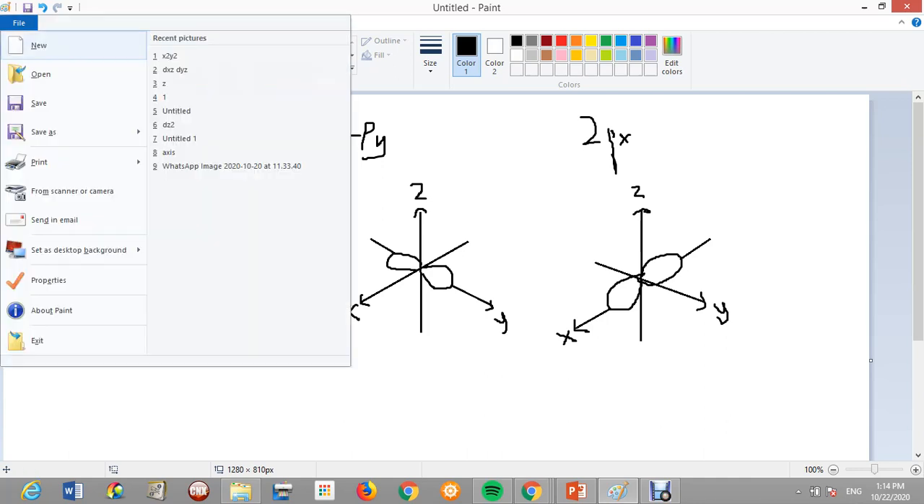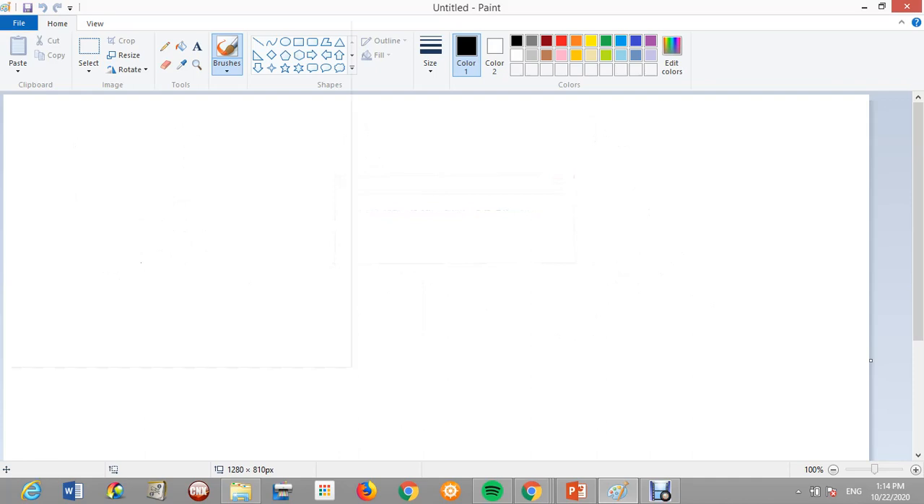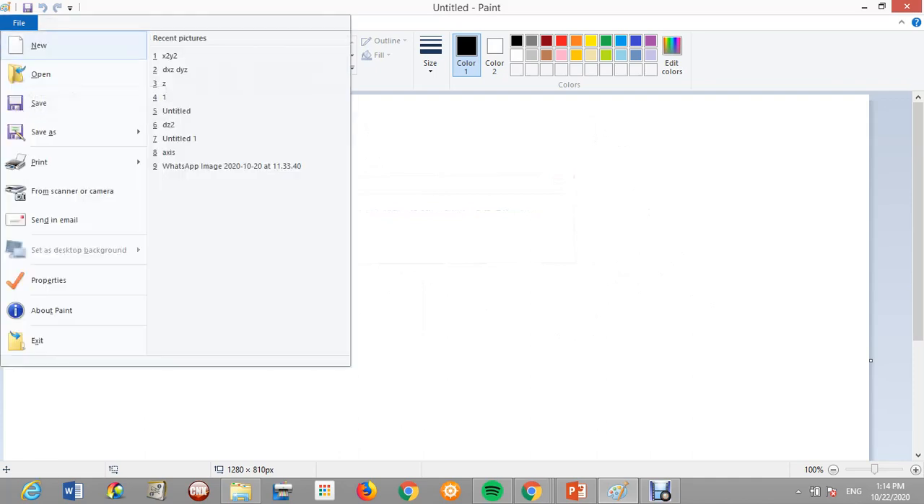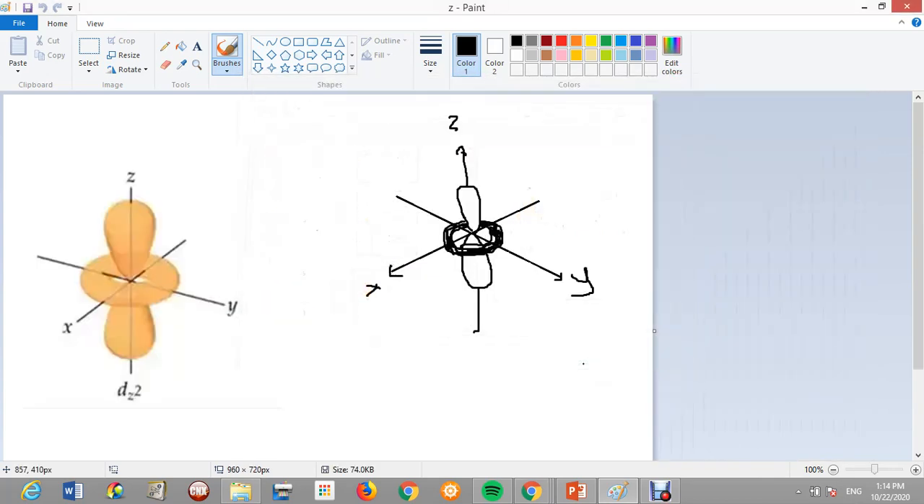Okay, so next we're going to look at your d orbitals. The d orbitals will be slightly harder. As we know, your d orbital will be a dumbbell, a clover leaf, or a donut.